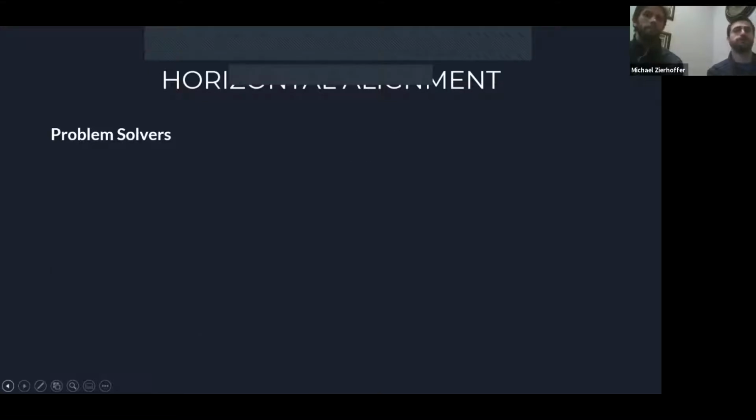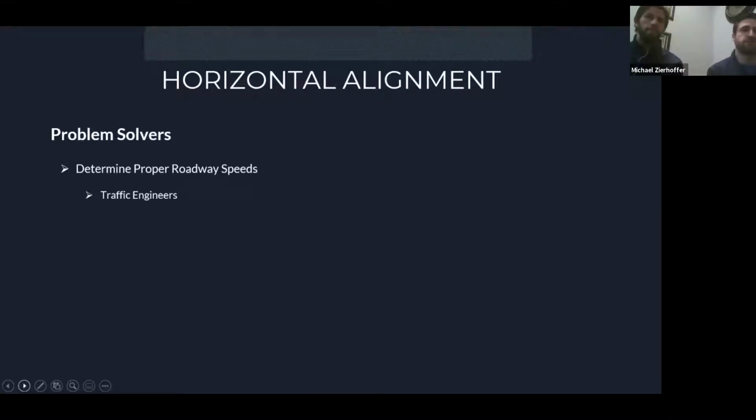So what are some of the careers that can be associated with this part of the design process? We're going to call them our problem solvers today. So when we want to determine a proper roadway speed, that's when we hand it over to our traffic engineers. It might make sense at first to lower a road speed limit from 30 to 25 miles per hour, but when traffic runs an analysis, you can find out that that means there's going to be too many cars on the road at a given time and traffic starts to back up.